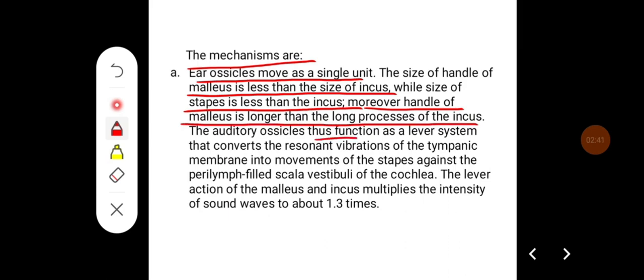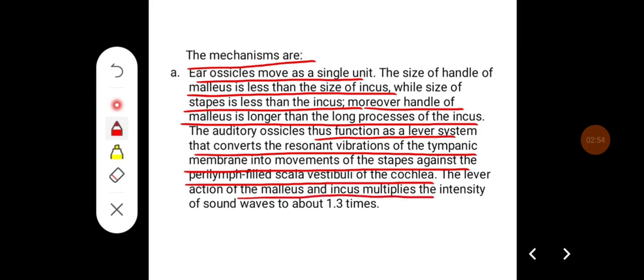Auditory ossicles thus function as a lever system that converts the resonant vibrations of tympanic membrane into the movements of the stapes against the perilymph-filled scala vestibuli of the cochlea. The lever action of the malleus and incus multiplies the intensity of sound waves to about 1.3 times.